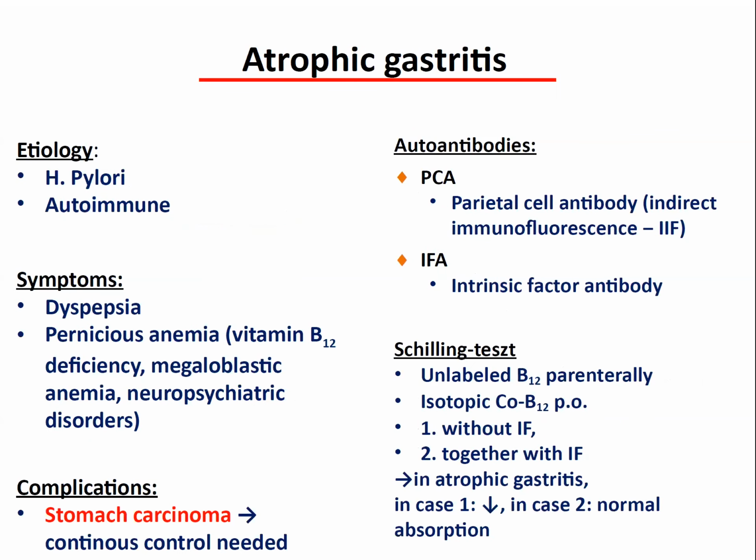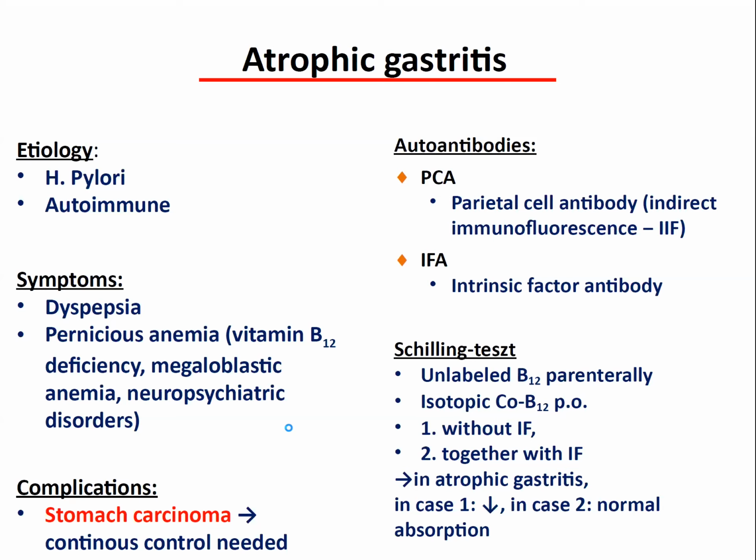Now, repeated acute gastritis, chronically, can lead to atrophic gastritis. That's very important because atrophic gastritis can lead to tumor and can cause some malabsorption. Now, in the etiology, as you see here, it is mostly H. pylori infection, chronic H. pylori infection, or some autoimmunity.